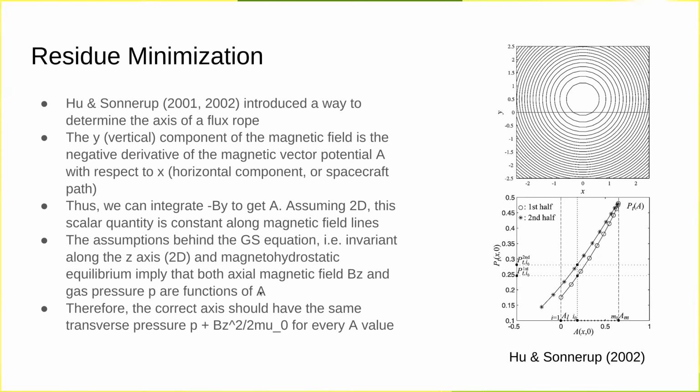So since we have a scalar A, which is already known to be the same, and we have these other quantities that are also the same, you should be able to make this plot here, which has as the x-axis A, which is a function of the magnetic field line that it's on, and the y-axis is this transverse pressure, which is just the summation of the gas pressure and the magnetic pressure along the axis.